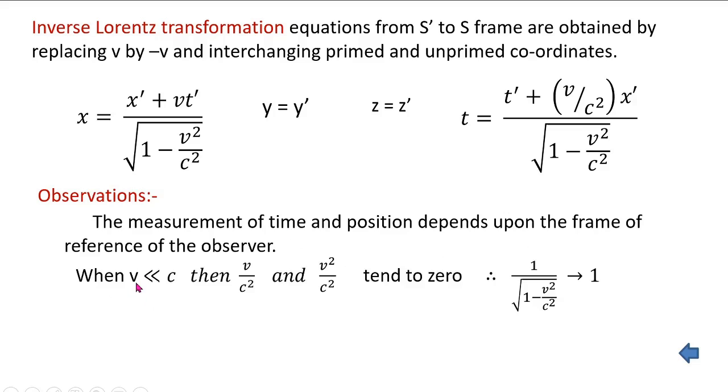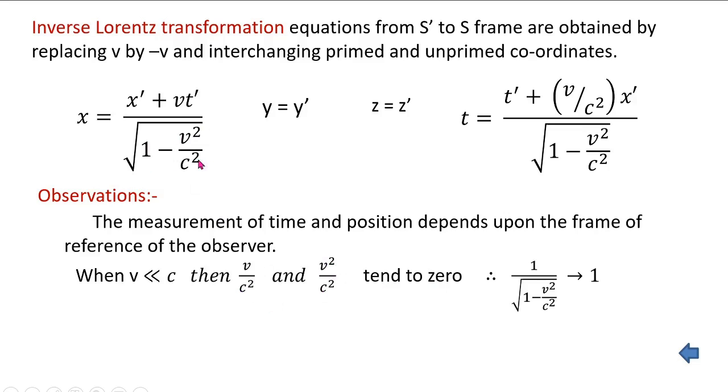And second, when v is very much less than c, that is, the velocity of the frame of reference is very less as compared to the velocity of light, or the object velocity is very less as compared to the velocity of light, then v upon c square is negligible, or v square upon c square, because the denominator is very large as compared to the numerator. Therefore, v upon c square and v square upon c square tend to 0.